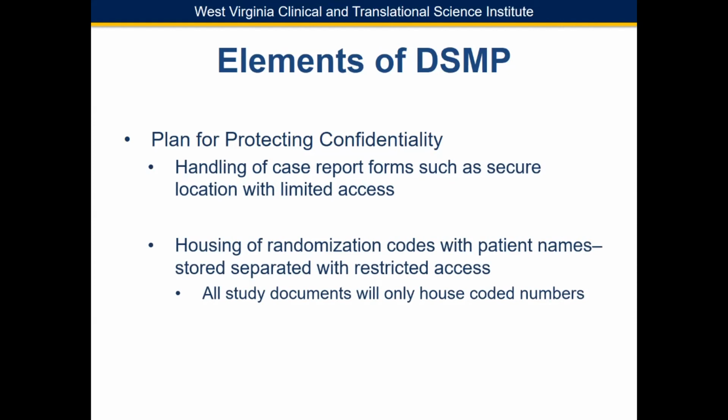Also kind of thinking about housing of the randomization codes, because we have the patient's names with them, right? Where are they going to be stored, separated with restricted access again? All study documents will only house coded numbers. So once again, just making sure you have that limited and or restricted access when you're thinking about protecting that confidentiality.